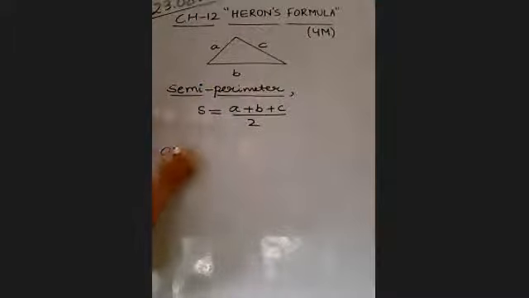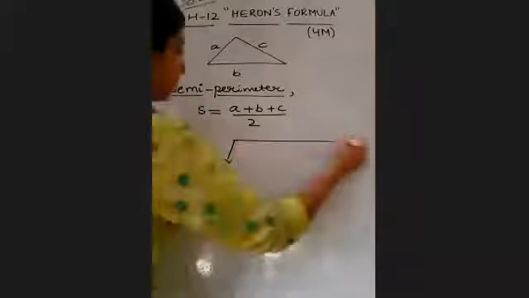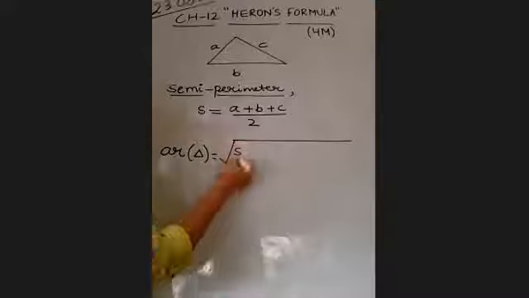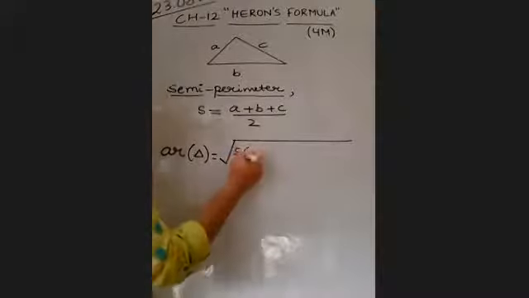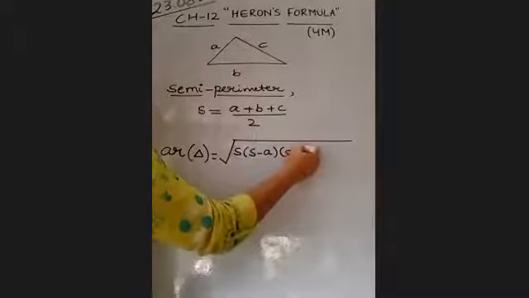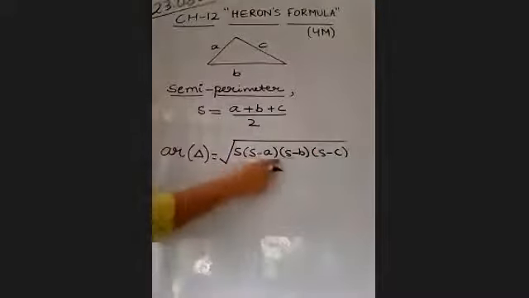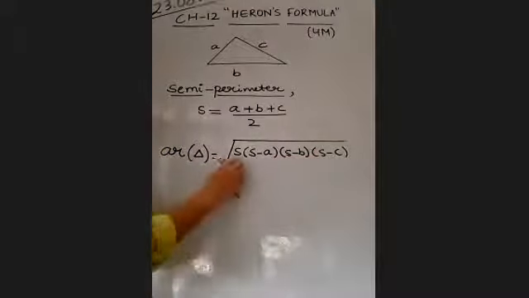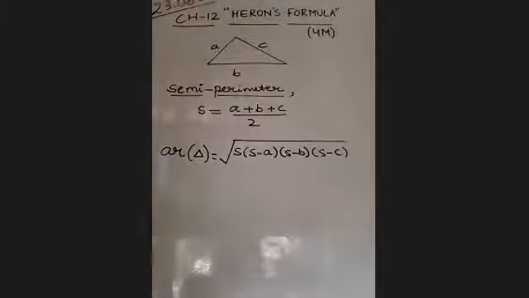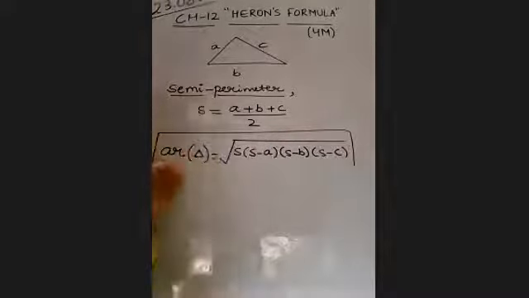Okay, so now Heron said that the area of a triangle with A, B, C as the sides is given by the square root of, we have to find things in square root, small s in the bracket small s minus A, small s minus B, small s minus C. All right, these four are in product: s into s minus a into s minus b into s minus c. So that is how Heron gave us the formula.